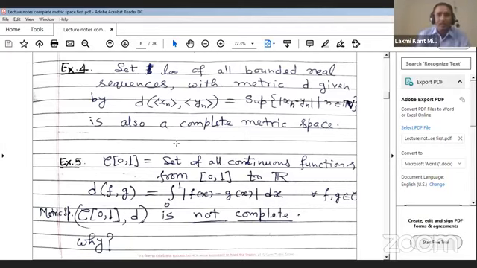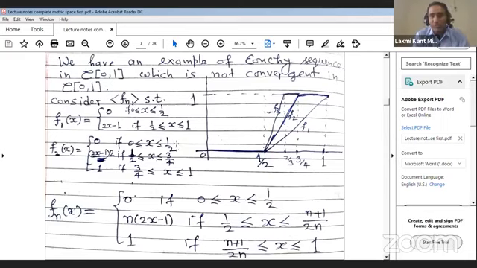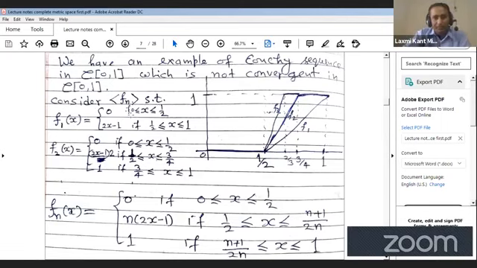We can construct an example in this metric space which is a Cauchy sequence but not convergent. Okay, so consider this sequence of functions defined here.